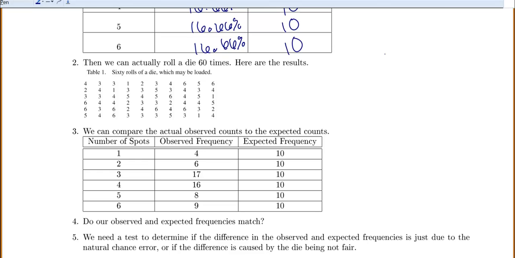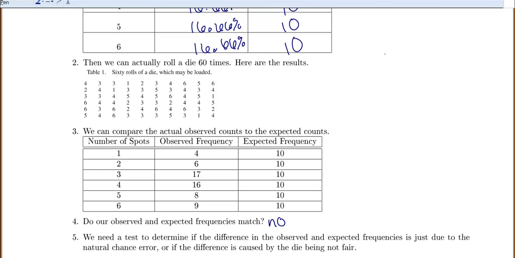So do our observed and expected frequencies match? No. Now we expected that we wouldn't get exactly 10 for each outcome, but we thought that it should be close to 10. So as we look at this, we say, okay, I expected 10, but I got 4. I expected 10, but I got 6. I expected 10, but I got 17.